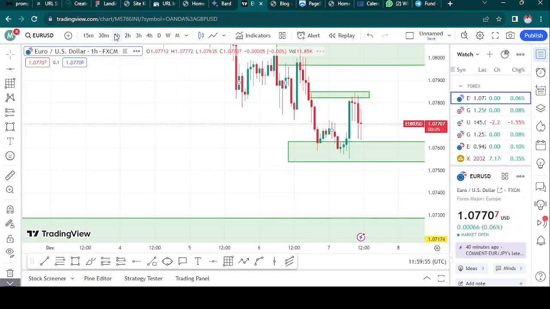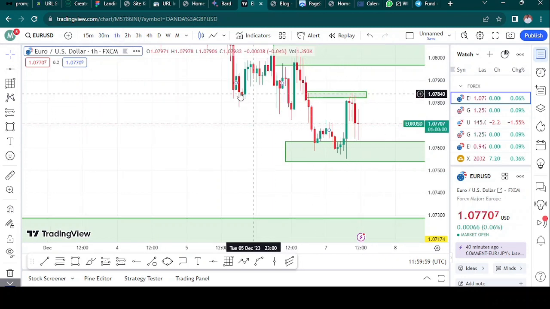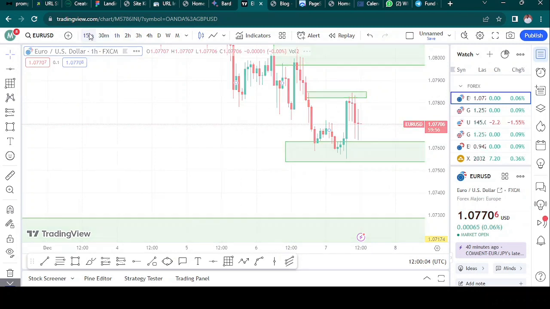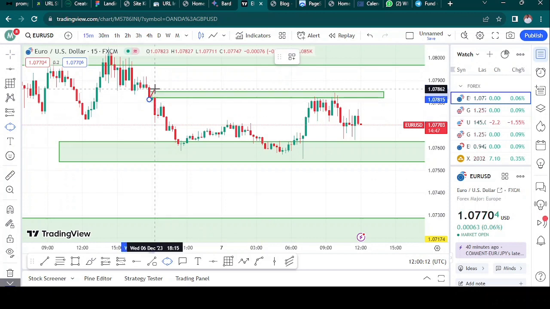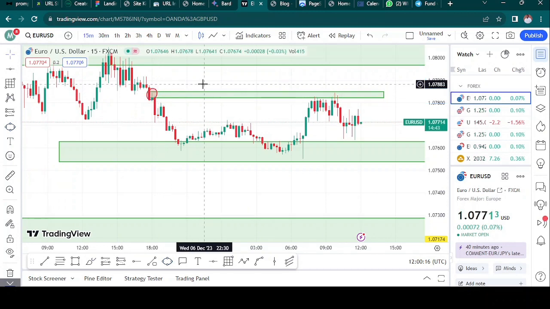So let's go to 1 hour. Do we have it? We do not have that resistance on 1 hour. Okay, so if you go to 2 hours, we do not have it. So we only have this resistance on the 15-minute time frame. So that makes it very vital, that makes it very important for us. So we are going to be trading that.